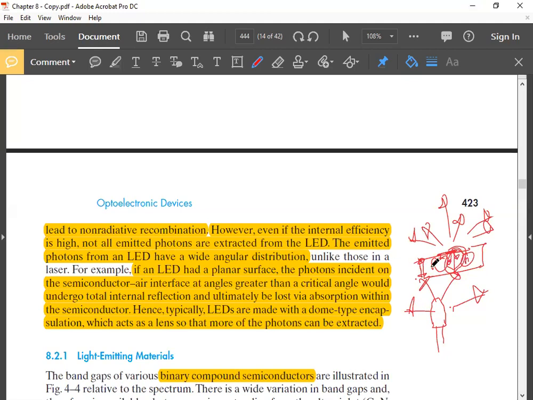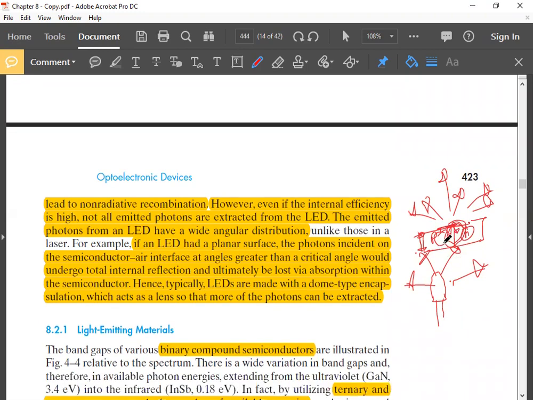Since they have wide angular distribution, it may happen that at the semiconductor-air interface, the photons will have total internal reflection. If there is total internal reflection, photons will come back to the semiconductor and they may get absorbed. An electron from the valence band may absorb the photon and go to the conduction band. So that photon is lost. That is a loss actually. So how can we prevent that loss?